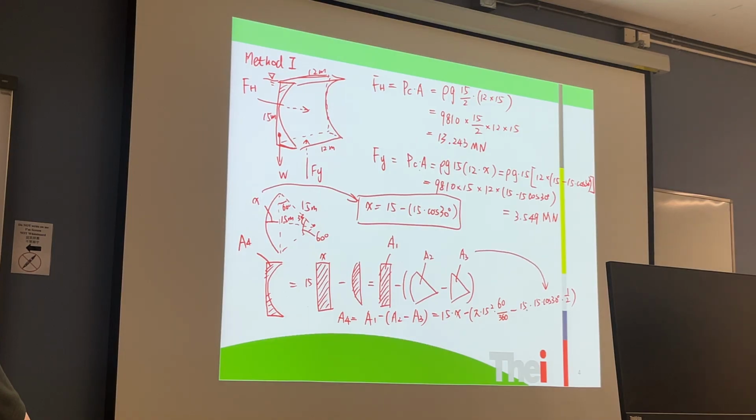A3 is here, okay? A2 is this one, okay? A1 is this one. So that this is to find out this area, A4, okay? To find out this area.